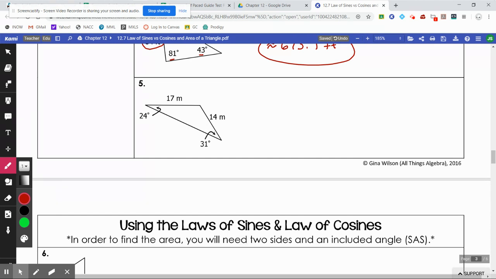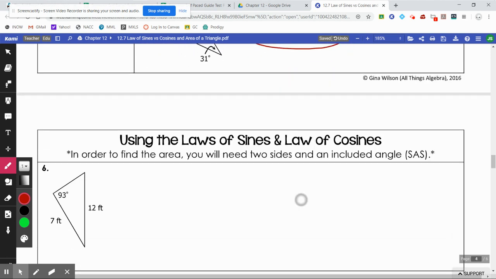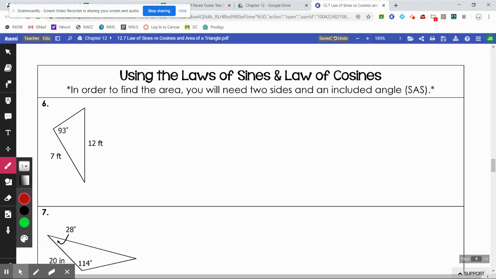Next one, same thing. Here's my two sides. I don't have the included angle, but I can find it by adding these two. That'd be 55, which leaves me with 125. So the area of this triangle would be 1/2 times 14 times 17 times the sine of 125 degrees, which is about 97.5 square meters.